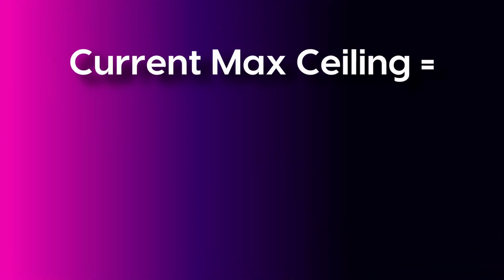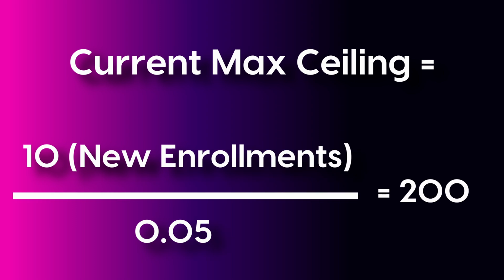And when that happens, you'll be getting 10 in and you'll be getting 10 out. So you'll stop growing. If your ceiling is 10 divided by 5%, that's 200 students. That's your total growth potential if nothing changed. So regardless of how many rooms you have or anything else.